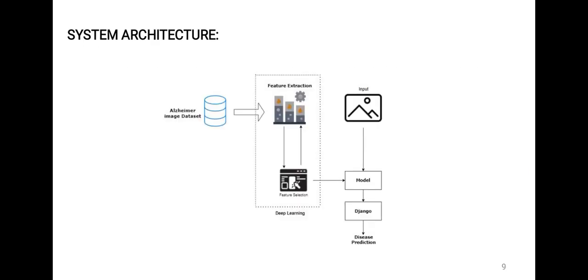System architecture. Alzheimer image database. The database contains the Alzheimer images, which include both normal and abnormal images. Then we have to do an extraction. The features are extracted to analyze whether the person has Alzheimer or not from the MRI scan. So for that we have created an extraction method. Then we apply deep learning to find the best extraction, and we deploy that model in Django to predict the results.